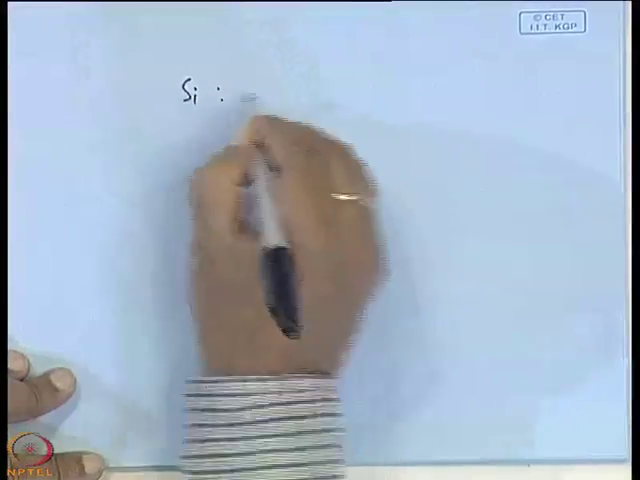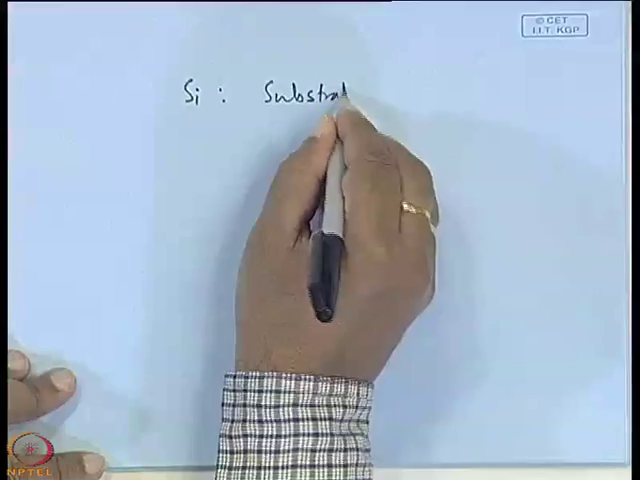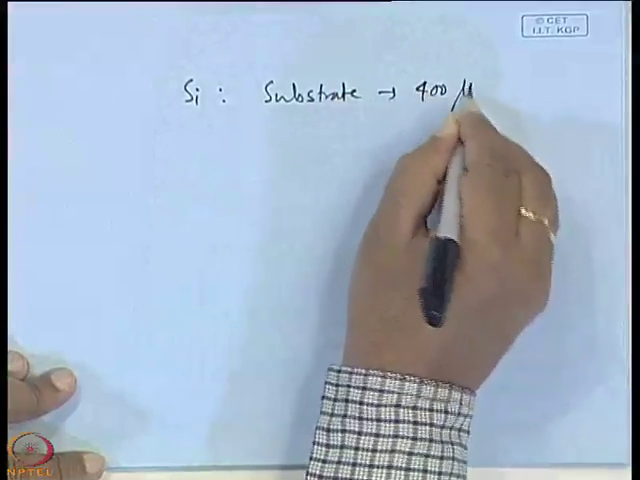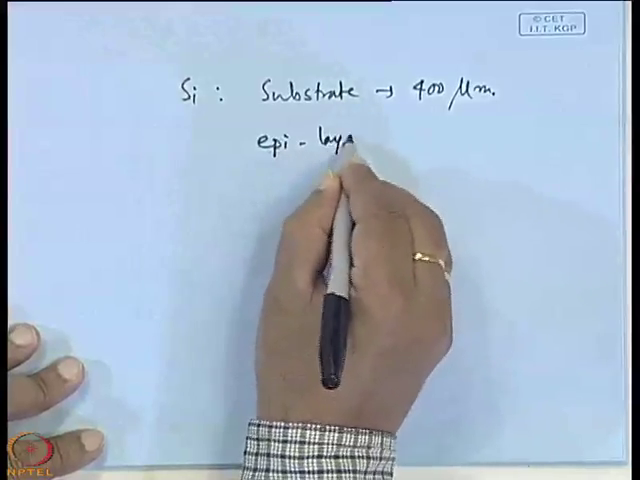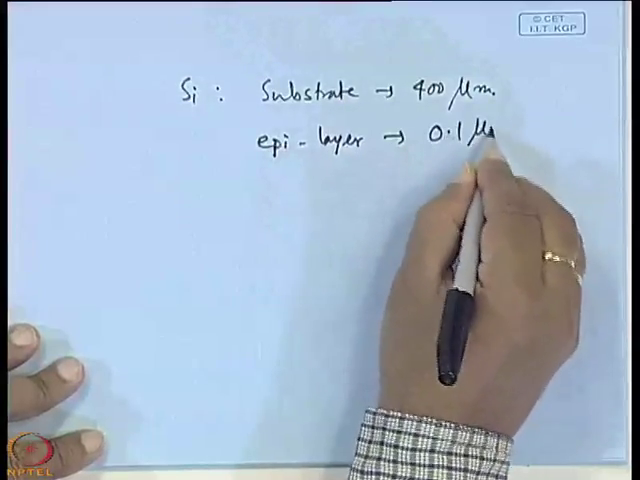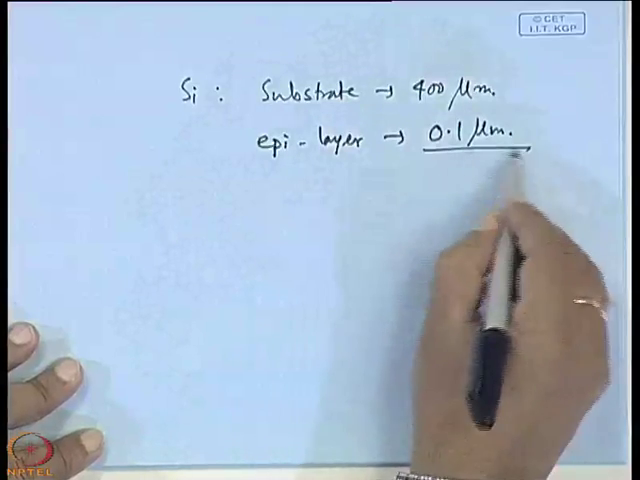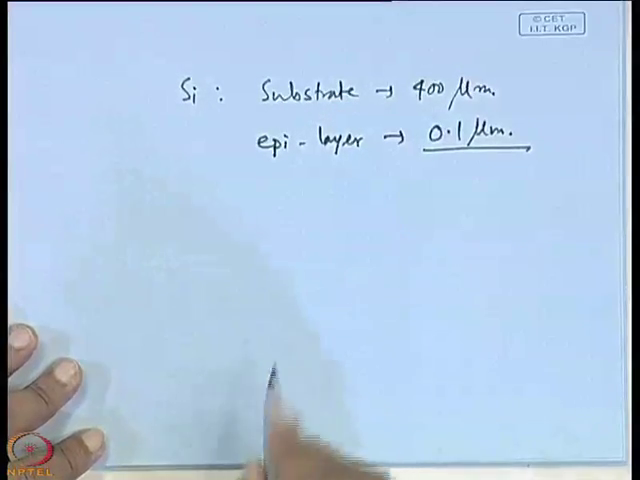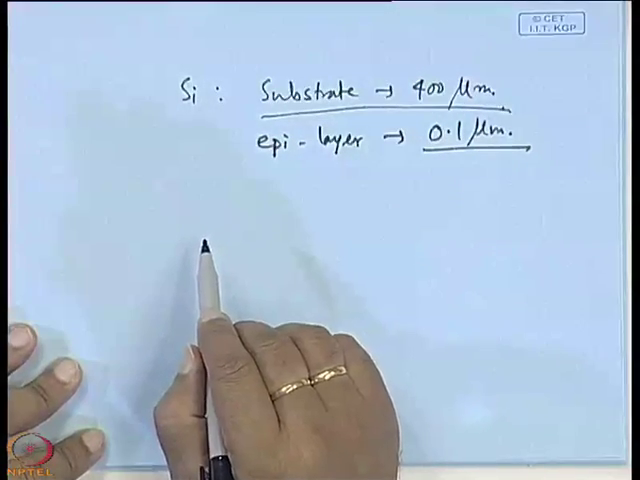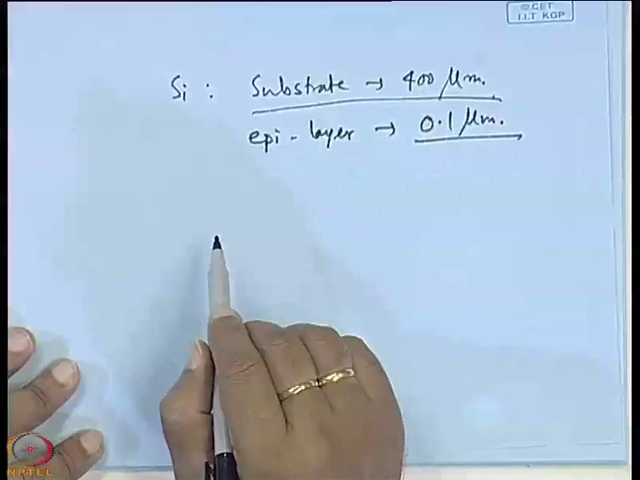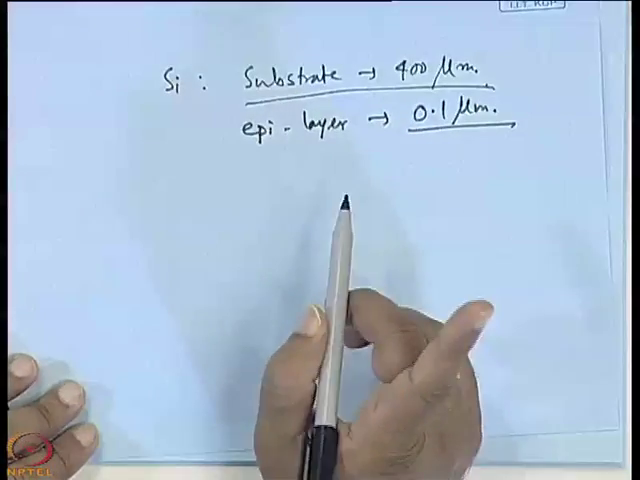Your silicon substrate is say 400 micron, and the epitaxial layer on it is say 0.1 micron, then T is 0.1 micron. Remember that in such a case the substrate used is taken as very high resistive, otherwise the contribution of the substrate will be there in your measurement.